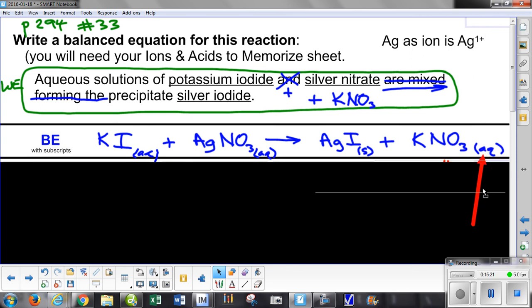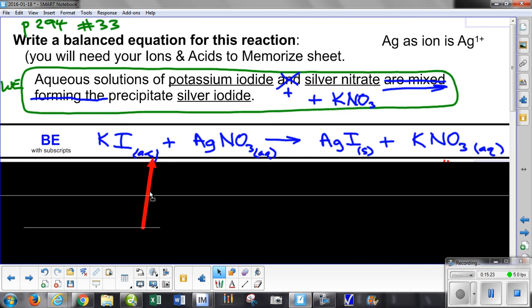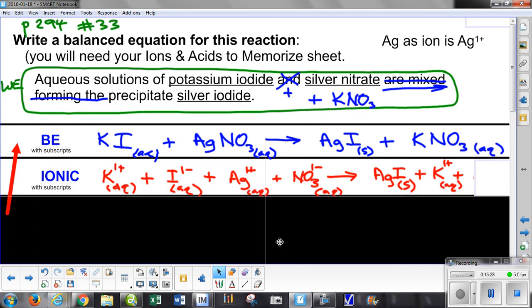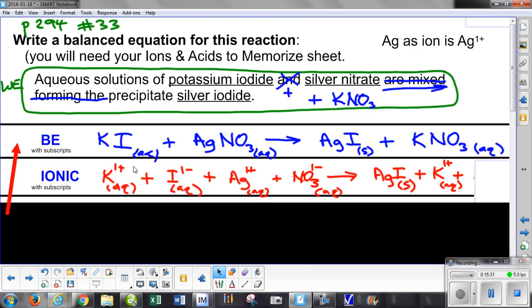Now with these aqueous ones, we carry them down into the ionic equation. So here we go with the ionic equation. Potassium is a 1 plus. You'll notice that all my coefficients are 1. The ratio here is 1 to 1 to 1 to 1, and we don't need to write the ones. If we don't write the ones, they're assumed to be there. So I have 1 potassium, no coefficient.